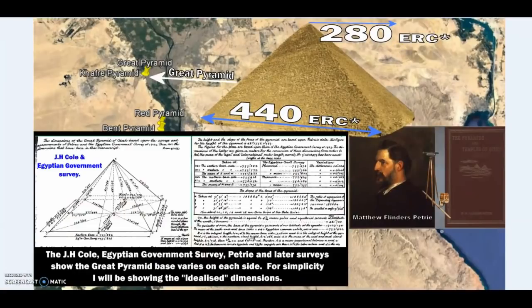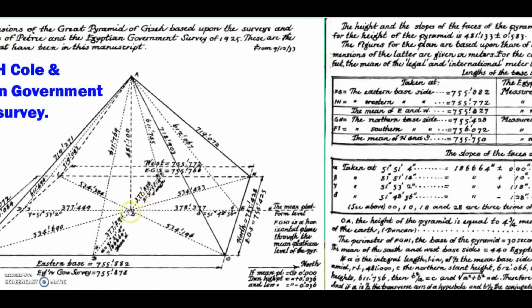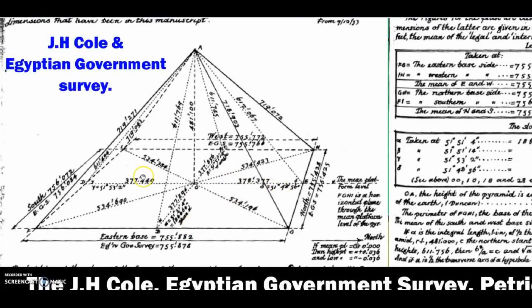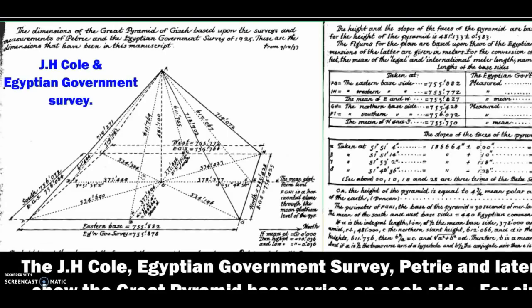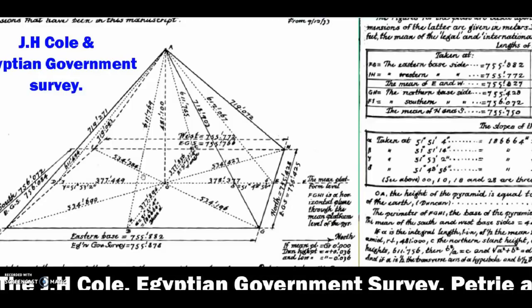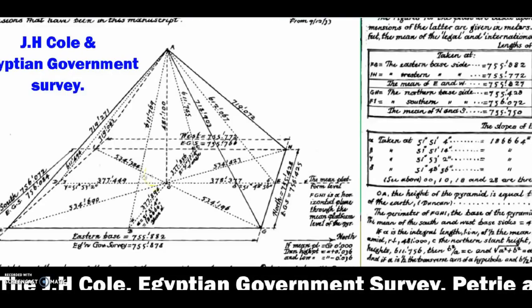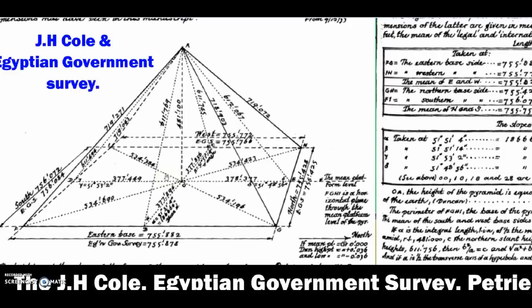Why I put the asterisk there is because the Petrie survey, the J.H. Cole survey, the Egyptian government survey, and even the most modern surveys show that the pyramid itself has variations on each side. And so I'm using the J.H. Cole survey. He was pretty much widely considered the best. All later surveys have shown it to be 99.9% within acceptable margins of error in measurement.